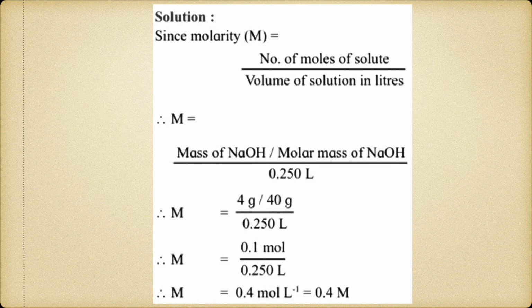Okay, so I'll get the value. Over here we have directly used it in the formula itself. So instead of number of moles of solute, I have written mass of NaOH upon molar mass of NaOH. So it comes out to be 4 gram upon 40 gram mole inverse, upon 0.250 liters. I have converted 250 ml into liters, that is 0.250.